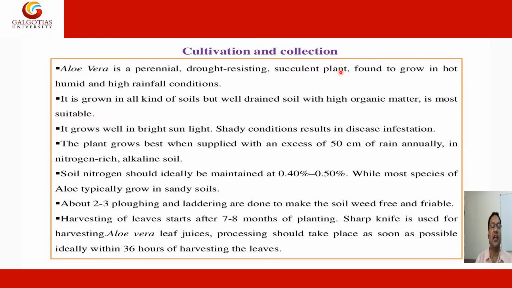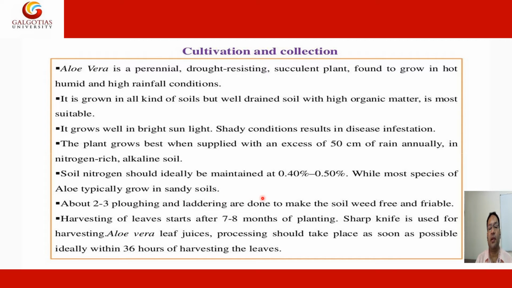So, cultivation and collection. Aloe vera is a perennial, drought resistant, succulent plant that grows in hot, humid and high rainfall conditions. It is grown in all kinds of soil, but well drained soil of high organic matter is most suitable. It grows well in bright sunlight; shady conditions result in disease infestation. The plant grows best when supplied with an excess of 50% of rain annually in nitrogen rich alkaline soil.